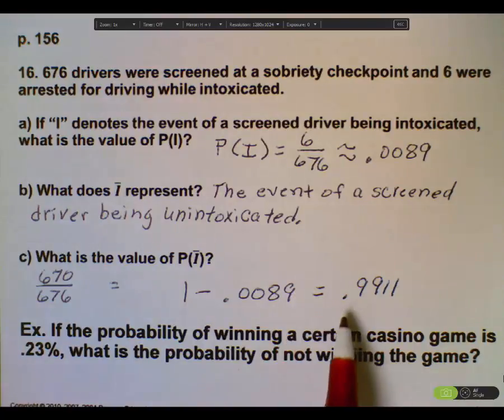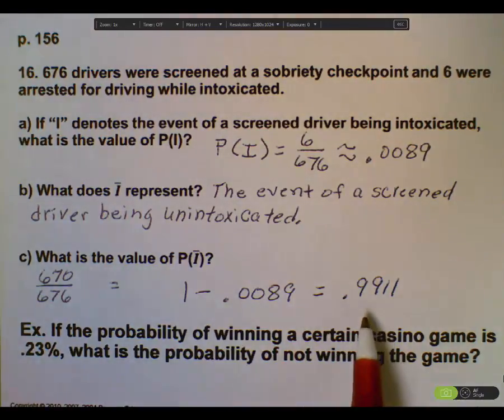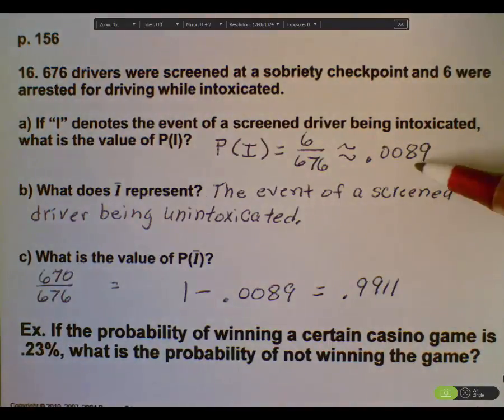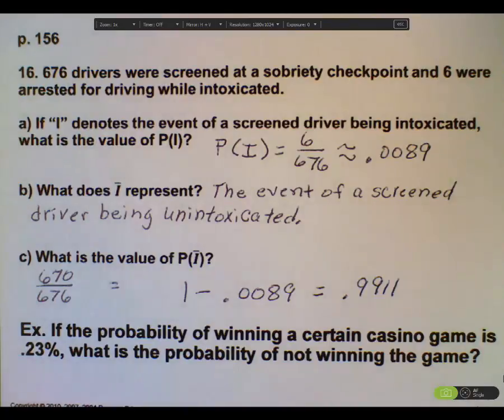The probability that a driver is not intoxicated is a little over 99%. And these two together, added together, give you 1 because the probability of any event plus the probability of its complement should give you 1.